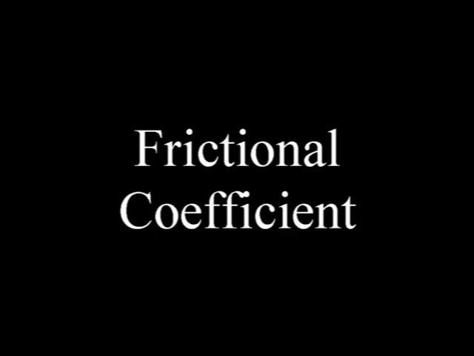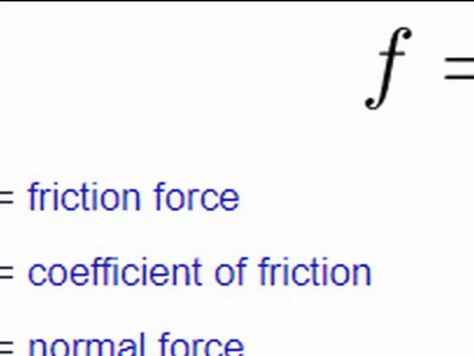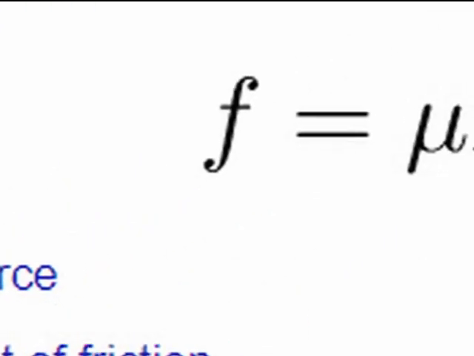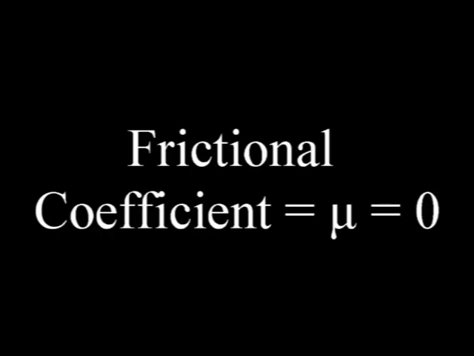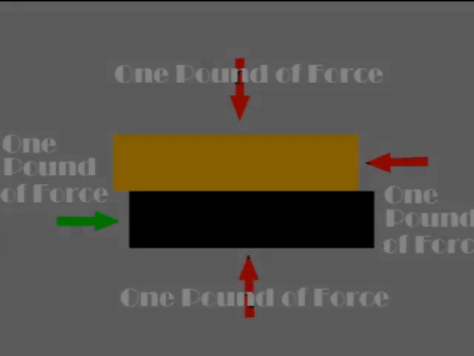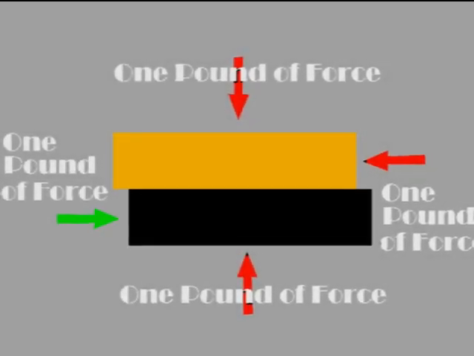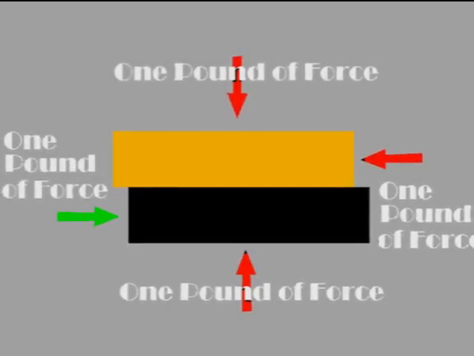A frictional coefficient is the number that we use to define how much one surface wants to hang on to another surface. For example, if the frictional coefficient is 0, then the two surfaces slide over each other with no resistance to motion, and if the frictional coefficient is 1, then the two surfaces want to hang on to each other by the exact amount that is holding them together. Let's take a look at what this means in a simple form.